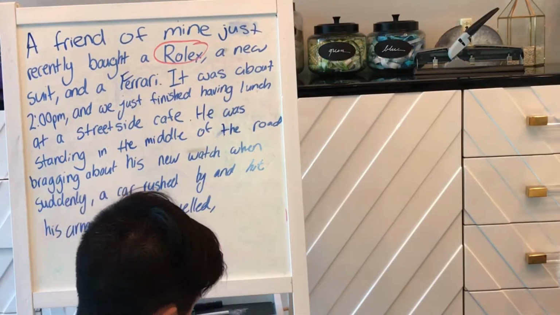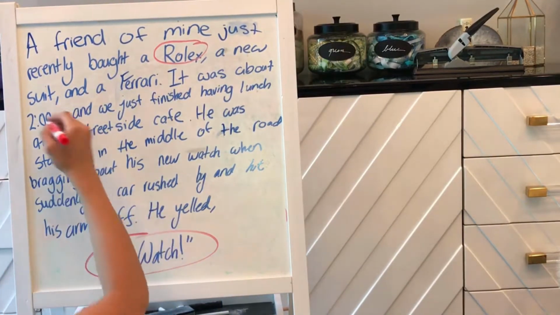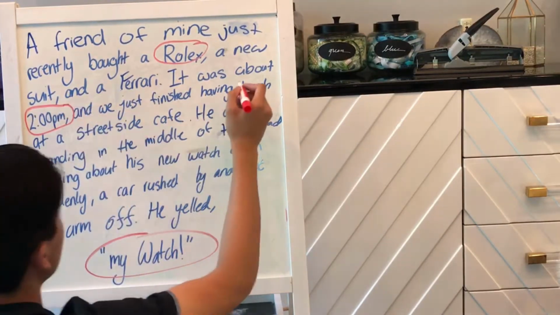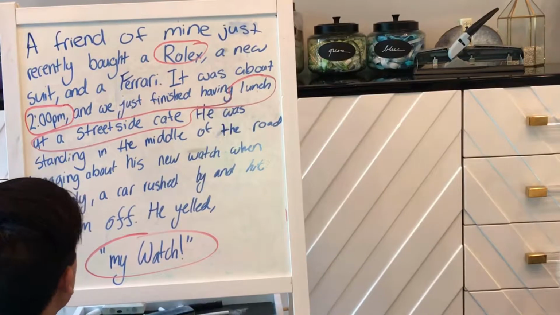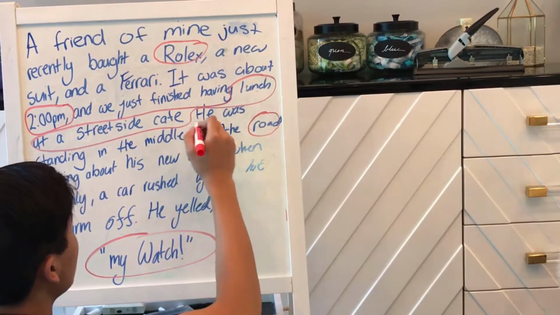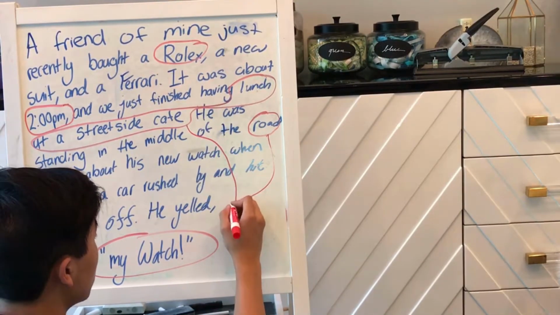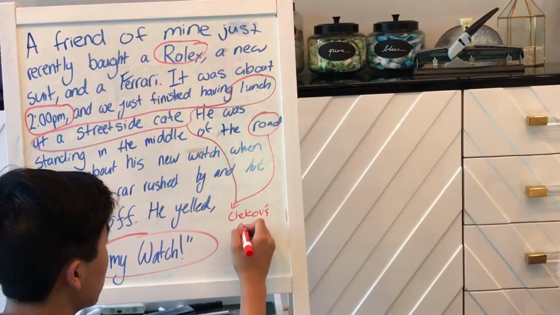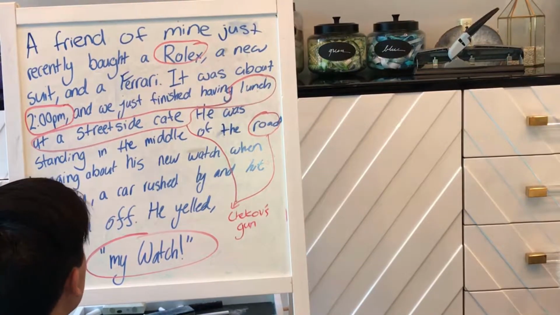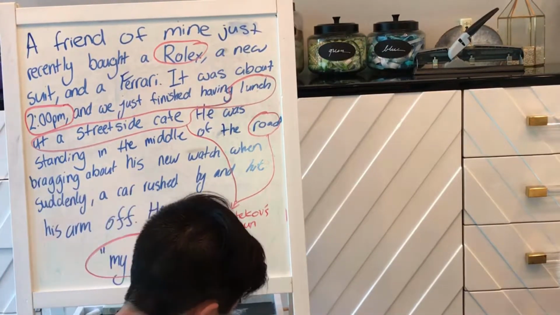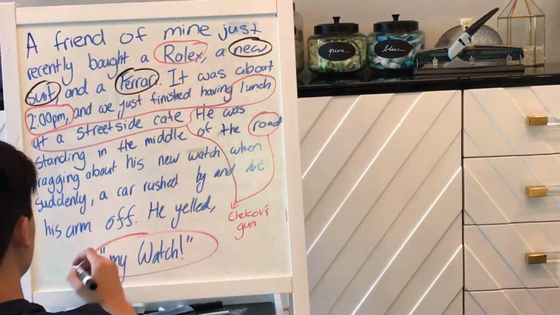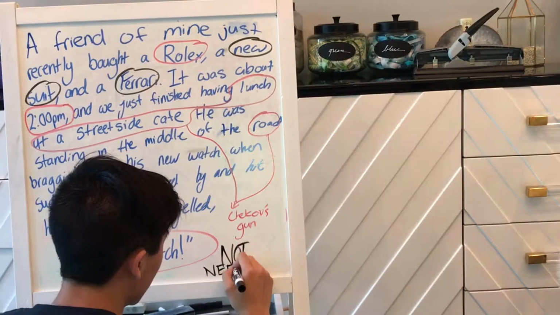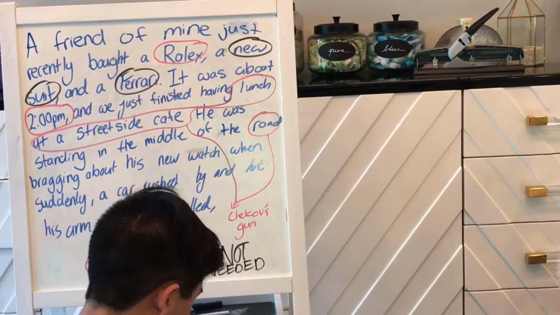2 p.m. is also important because it helps set the when of the story. It helps the reader picture the time of day. Same thing with lunch at a street side cafe. Not only does this detail help establish the setting of the story, but it also helps to explain why exactly he's in the road in the first place when the car hits him. On the other hand, a new suit and a Ferrari both violate Chekhov's gun. They're not expanded or mentioned anywhere else in the story, so therefore we should eliminate them.